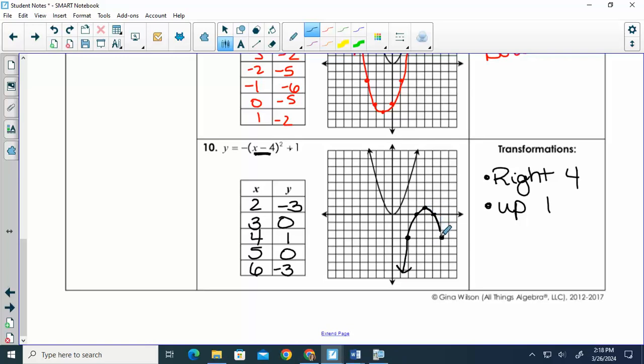So did my graph move to the right 4 like we said? Yeah, did it move up 1? What else did it do? It flipped upside down. How do we know that that parabola is going to be upside down at the beginning? The negative on the x squared tells us it will be an upside down parabola. So this one has a flip, right 4 and up 1.